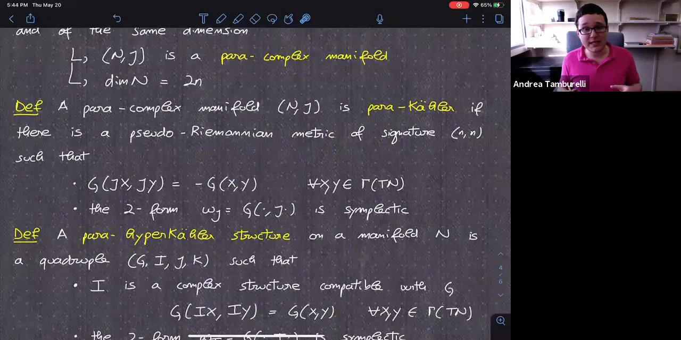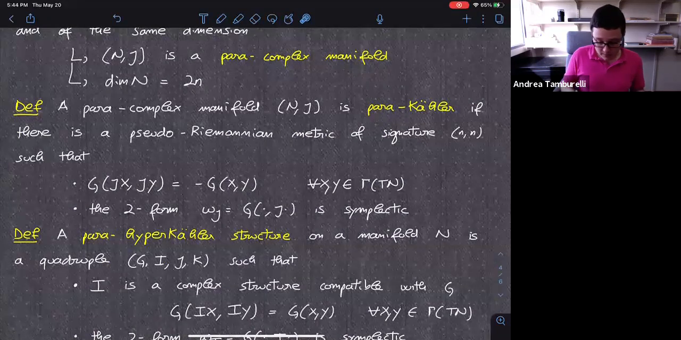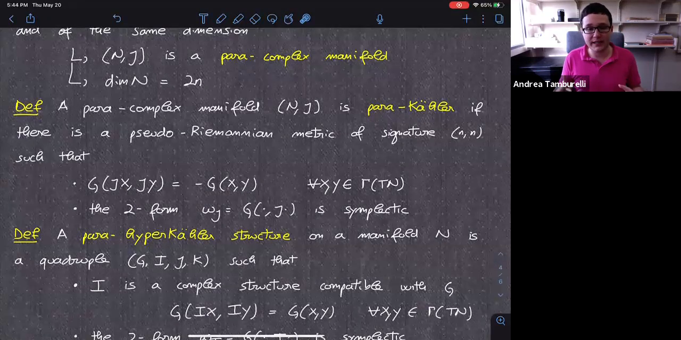A paracomplex manifold is then parakähler if there is a pseudo-Riemannian metric of signature (n,n) that is compatible with the paracomplex structure J. And by this, I mean that g(JX, JY) is equal to negative g(X, Y) for every X and Y tangent vectors. And moreover, the two-form omega_J is symplectic, so it's closed and non-degenerate. So a parakähler structure is the analog in this pseudo-Riemannian context of a Kähler structure in complex geometry.